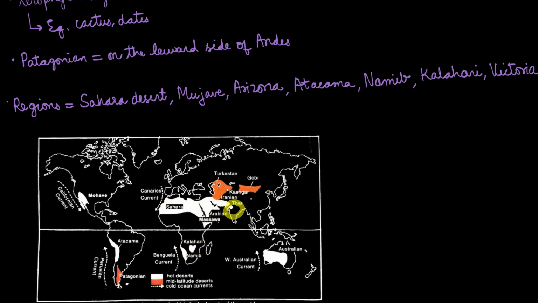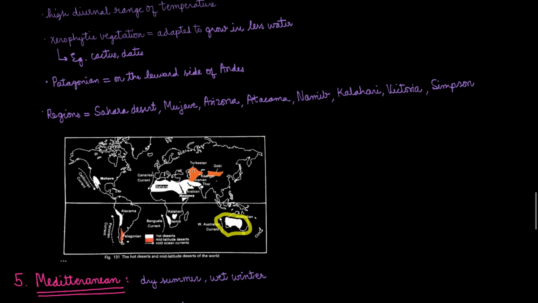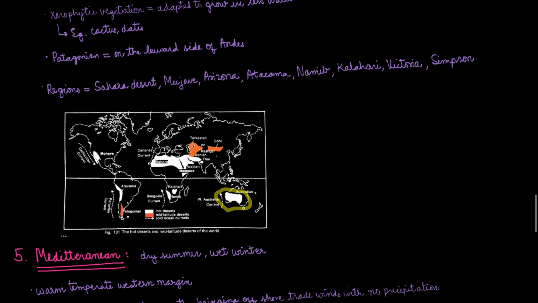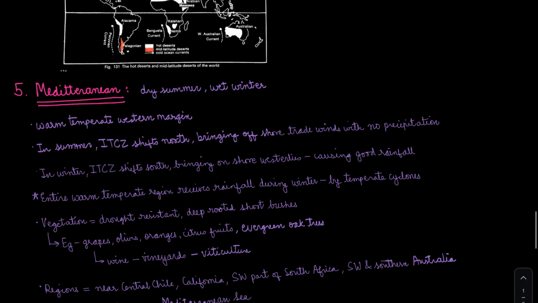Then Thar in India, the Great Indian Desert. Then Kashgar in Turkmenistan and Gobi Desert. Turkmenistan basically, not Turkestan. And the Australian desert. Like there are other deserts also. Gibson, Simpson.